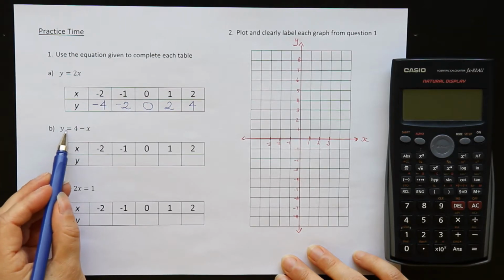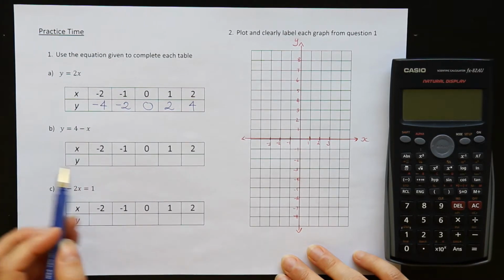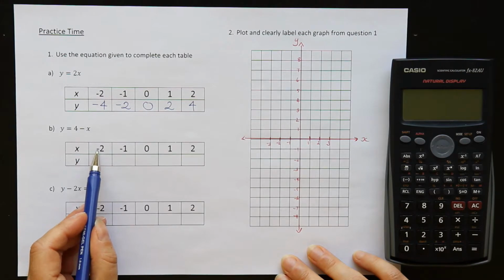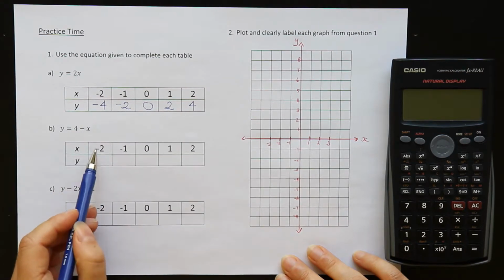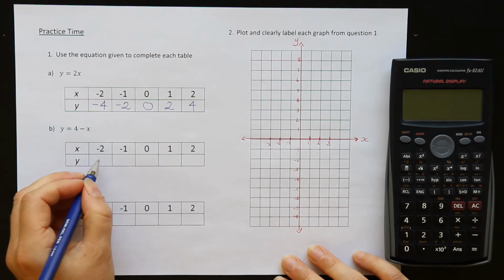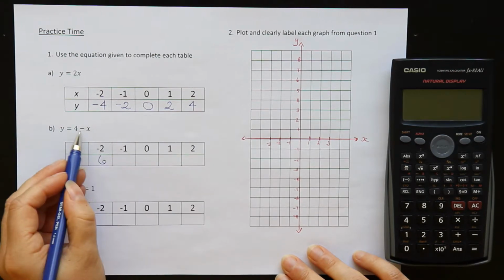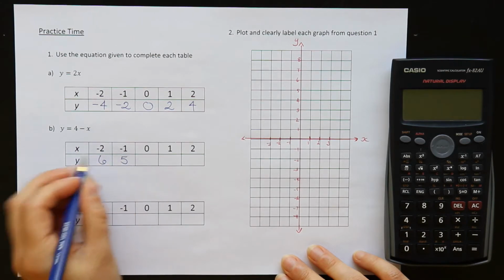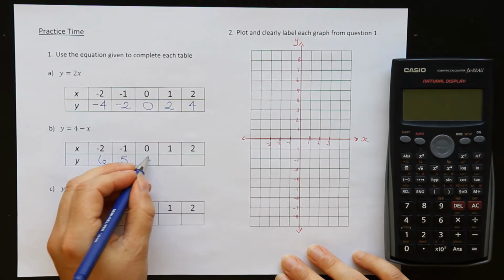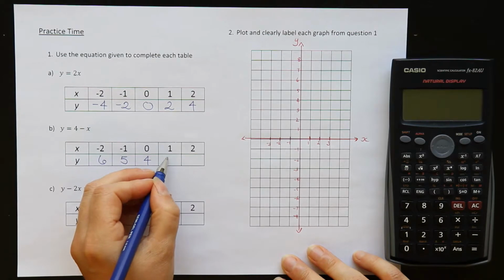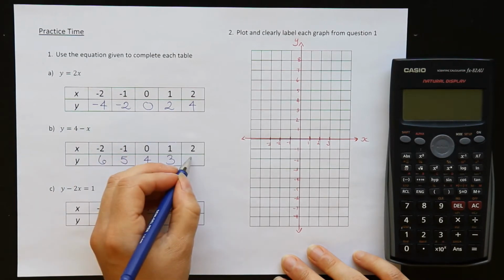My equation is y equals 4 minus x. So my first x value is -2. 4 minus -2 will become a plus, and that will become a 6. 4 plus 1 will become a 5. 4 minus 0 is 4. 4 minus 1 is 3. And 4 minus 2 is 2.